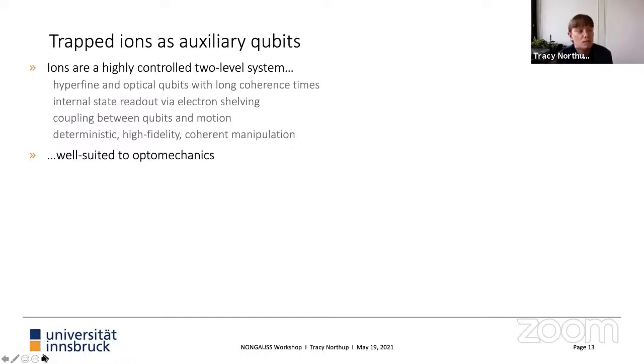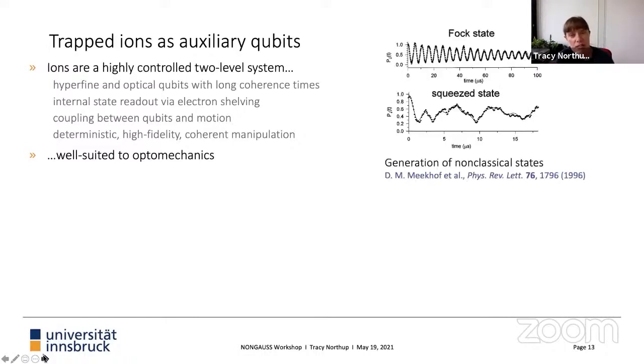And so these ions, it's been clear for some time that they're very well suited to optomechanics. You saw some examples of recent ongoing work in this direction today. But I just want to point out that this goes all the way back more than 2 decades. Here's work from Dave Wineland's group, the first glimpses of looking at Fock states and squeezed states of trapped ions, back in 1996. So it's clear that you can prepare interesting motional states of ions.